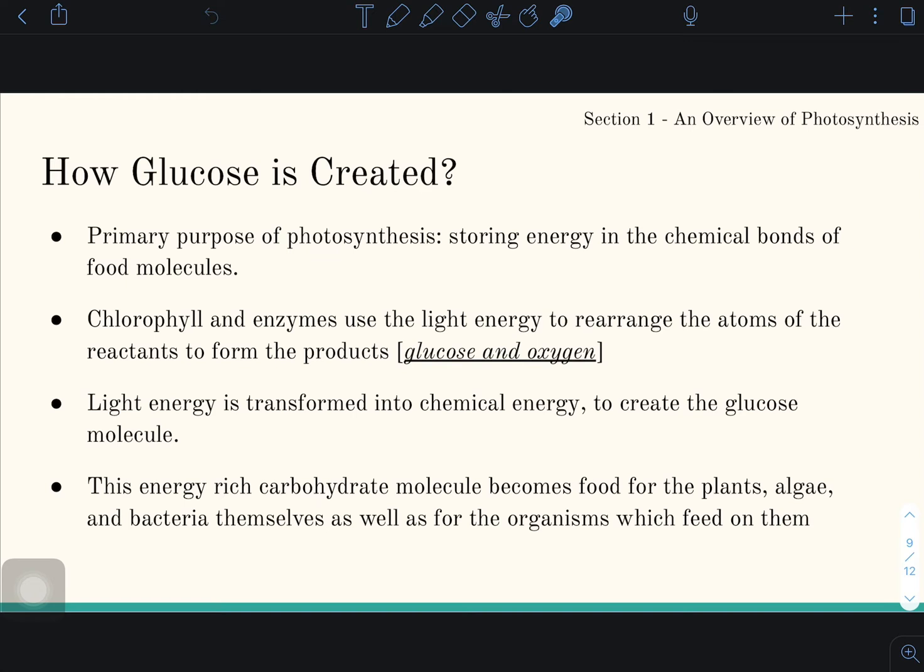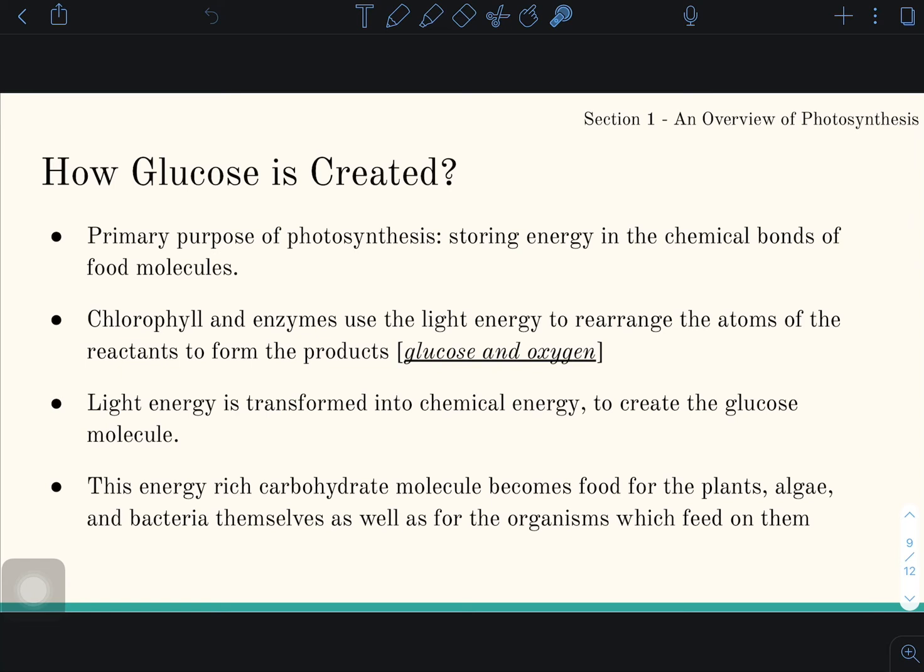Okay, there are other types of sugars. Glucose is the classic one that we talk about. So when we talk about glucose, we're talking about what we burn in our bodies as an energy source. What plants produce is glucose as an energy source. So the primary purpose, the reason why photosynthesis happens, is to store energy in the chemical bonds of food molecules. By putting energy into chemical bonds, plants can store it for a later time. Chlorophyll is a pigment found in the chloroplasts that helps to rearrange the atoms.